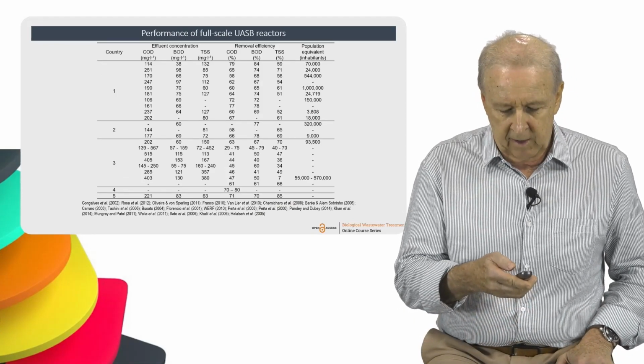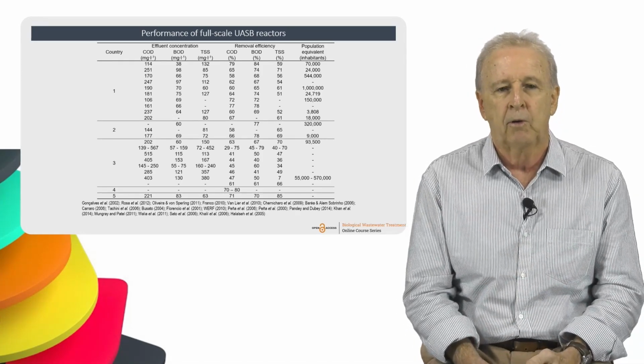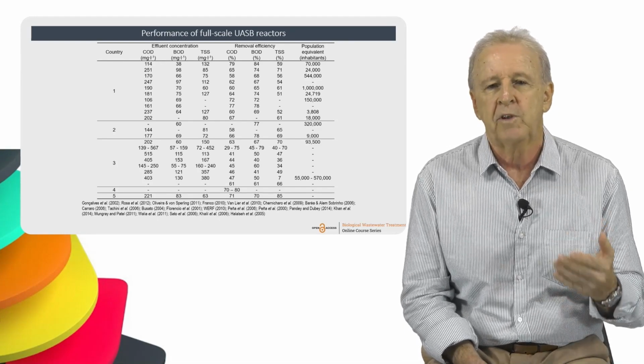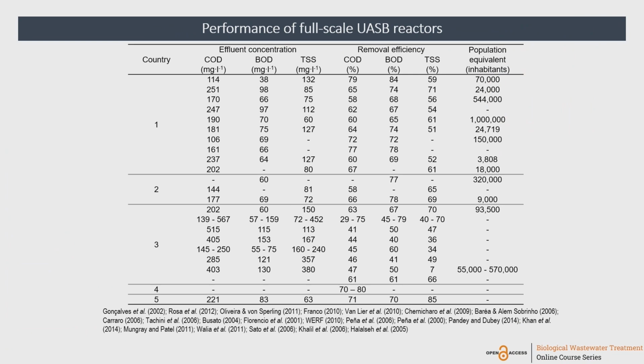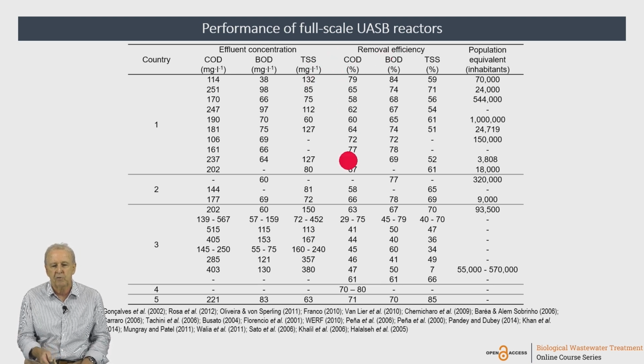And I think this is my final slide. We have the design parameters. We discussed a little bit about important points for operation, but how are those full-scale UASB reactors performing? We did this inventory considering 5 countries, which we're not specifying, of course. Effluent concentrations in terms of COD, BOD, total suspended solids, and here the removal efficiencies that have been reported for these full-scale UASB plants.